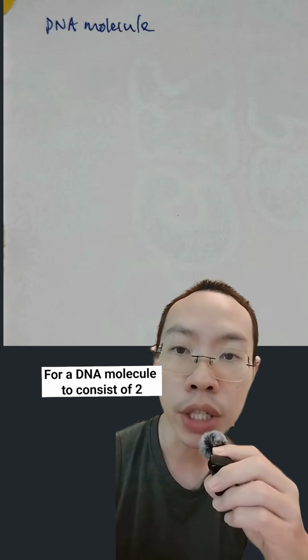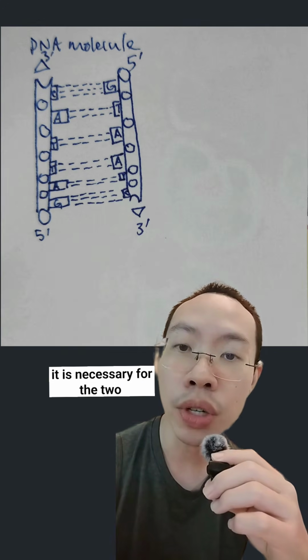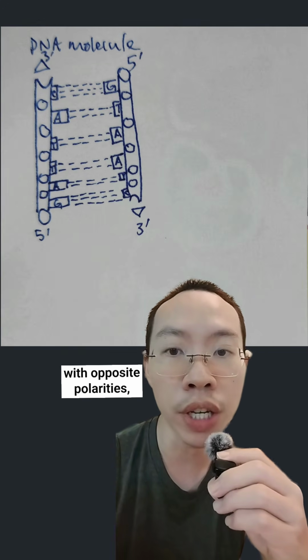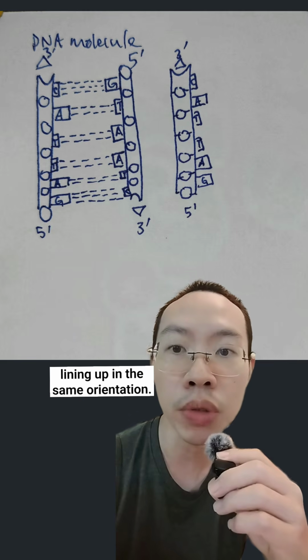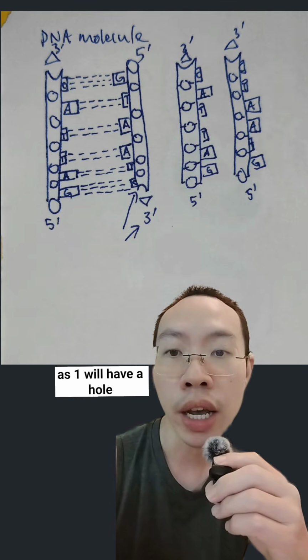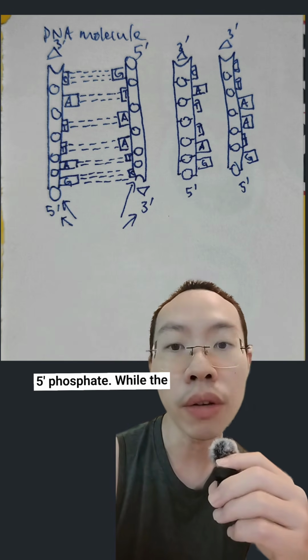For a DNA molecule to consist of two DNA strands held together by hydrogen bonds between the paired bases, it is necessary for the two strands to run anti-parallel to each other and be oriented with opposite polarities, because otherwise they would have all of their subunits lined up in the same orientation. The two ends of the strands can easily be distinguished, as one will have a hole denoting the 3' hydroxyl and the other a knob denoting the 5' phosphate.